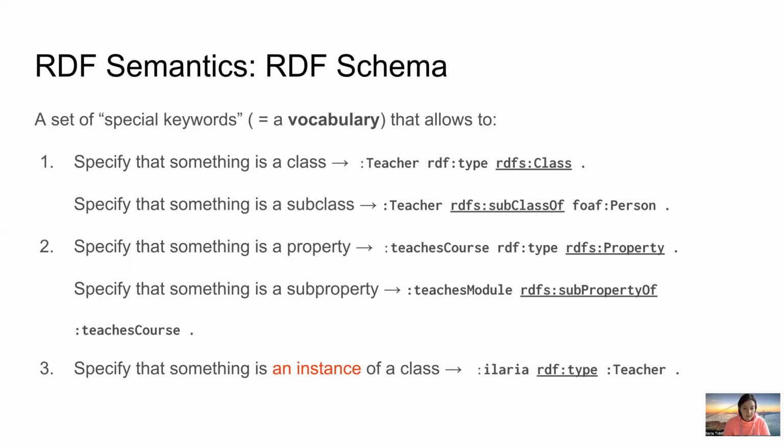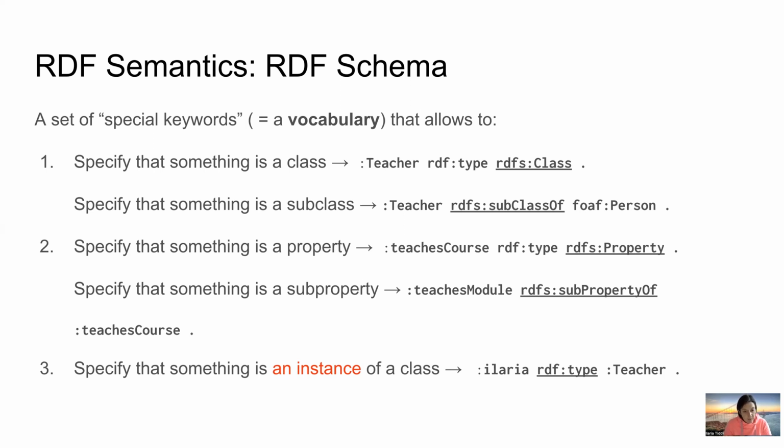Or we can start creating taxonomies. So a teacher is a subclass of a person, maybe an examiner is a subclass of a teacher. So we can start putting classes into a relationship together to create a taxonomy. So subclass of is a predicate in the RDFS vocabulary that allows you to create a taxonomy.